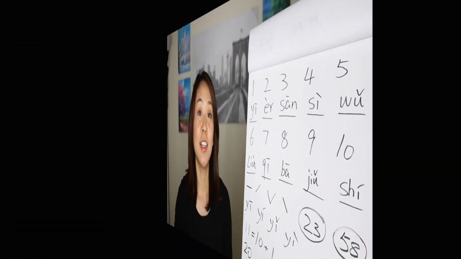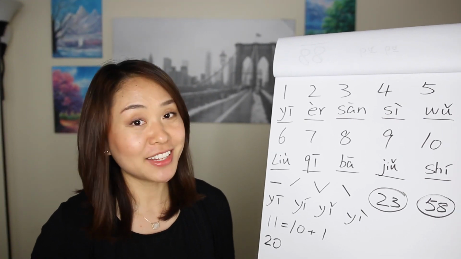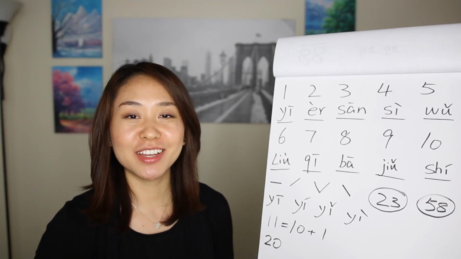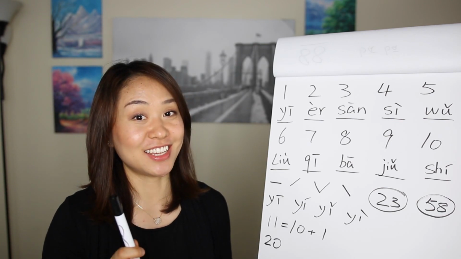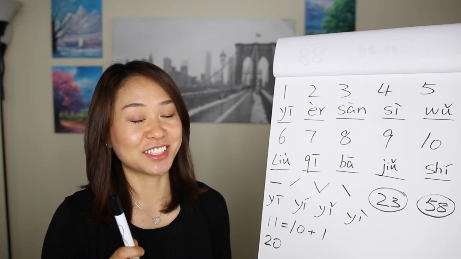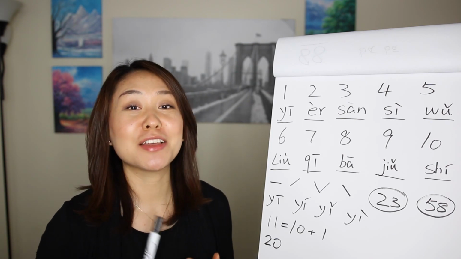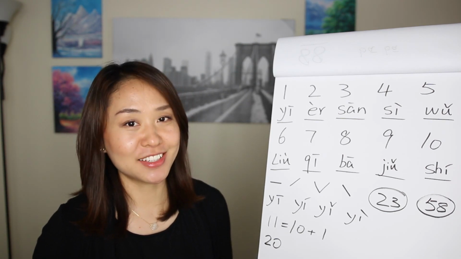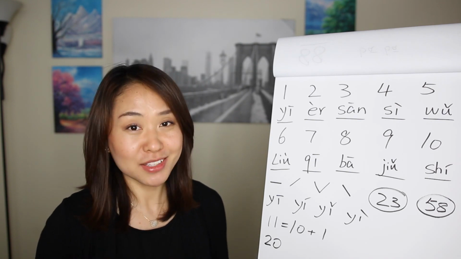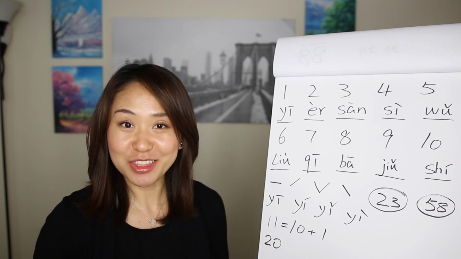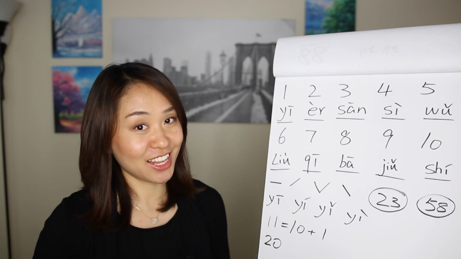Now I want you to get a pen and a piece of paper. If you don't have it, go get it. Pause it. I'll be here. Okay? So I'm going to say 5 numbers in Chinese. I want you to write them down and then put them in the comments down below so I can check them. Okay? Are you ready?